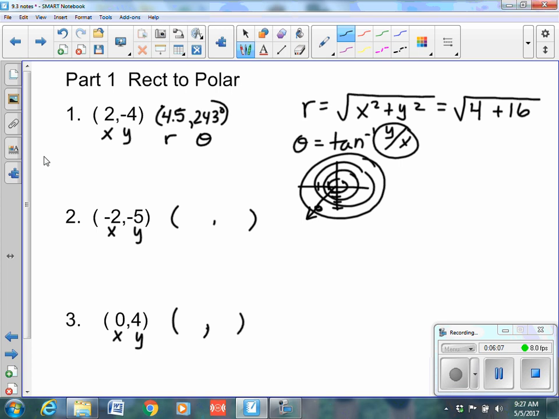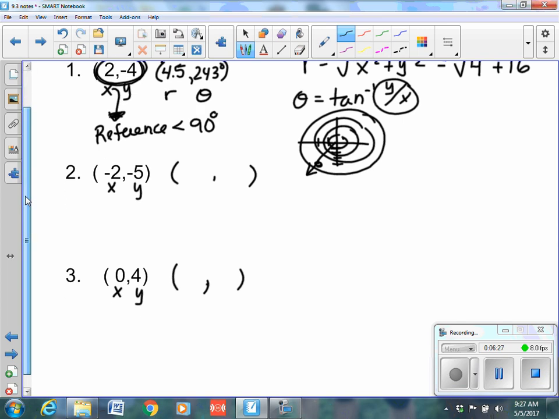If you always make these positive, the angle that you always get is called the reference angle. It will always be positive and it'll always be less than 90 degrees. And then you can either add 180 or subtract 180 from that in order to figure out which quadrant you're in. So I would just work with positives. Okay, let's do another one.